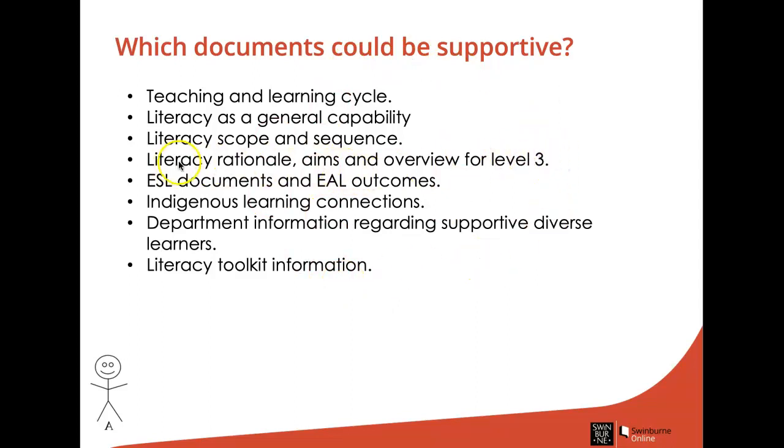Even at level 3, the literacy rationale, aims and overview for level 3 are quite helpful. The literacy toolkit has lots of information, but also just look at the department website and see if there are any other supportive documents that could be used to help assist with planning. Again, it's not about planning activities, it's just about any documents that could be supportive of what Sean is trying to do.